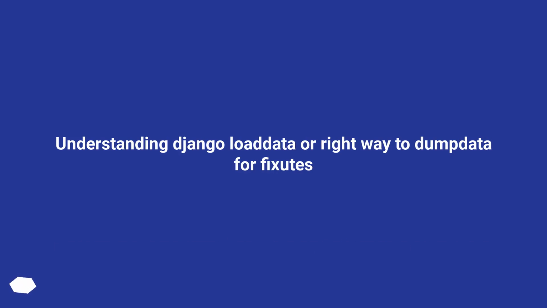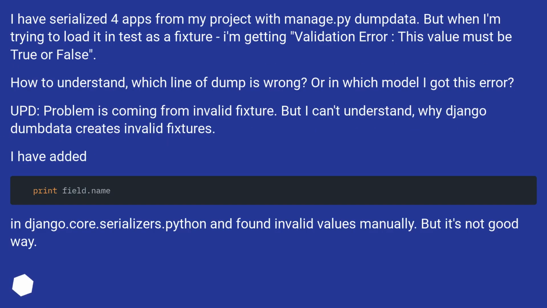Understanding Django loaddata, or the right way to dump data for fixtures. I have serialized 4 apps from my project with manage.py dumpdata. But when I'm trying to load it and test it as a fixture, I'm getting a validation error: "This value must be true or false." How to understand which line of the dump is wrong, or in which model I got this error?